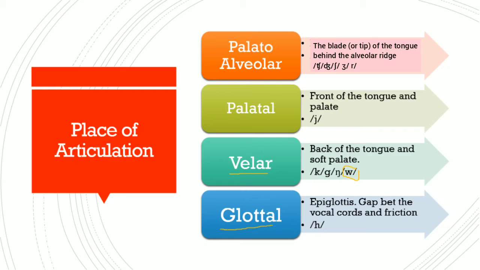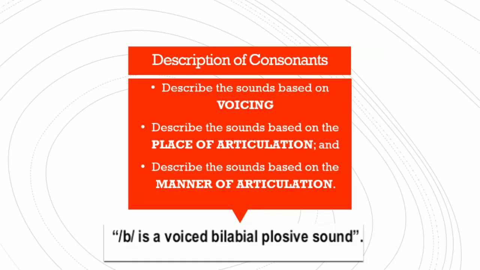The glottal consonant is produced in the epiglottis. There is a gap between the vocal cords, and that gap is used to make the friction. The only glottal sound that you have is the h sound. Okay, h sound. So, to clarify all this information, you describe consonants based on their voicing, their place of articulation, and their manner of articulation. So when you describe a consonant, you have to describe it in this way.